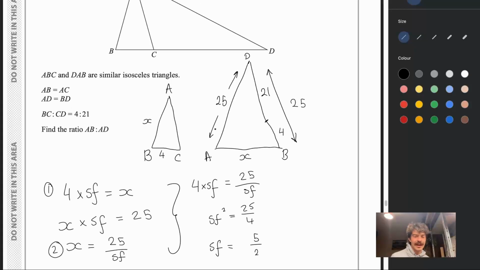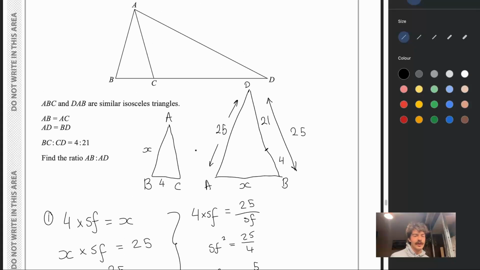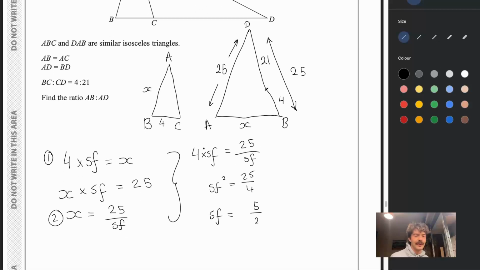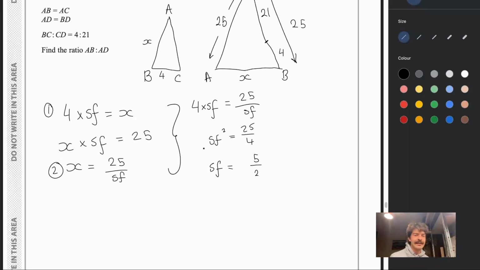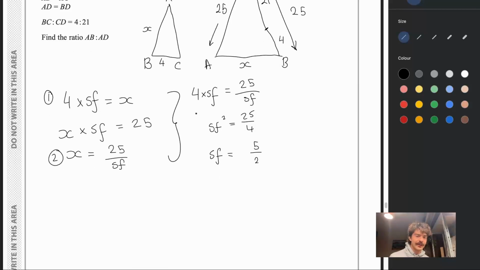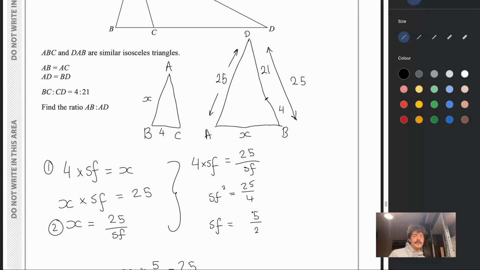So, there you go, the scale factor is 5 over 2, but our question is asking, what's our value of AB relative to the length of AD? Well, we're told that the scale factor from the smaller triangle to the larger triangle is now 5 over 2. So we can say that x multiplied by 5 over 2 would have been equal to 25. Inverting this tells us that x must be equal to 10. And as such, we're left with our ratio AB is 10 to AD's 25. Tough question.